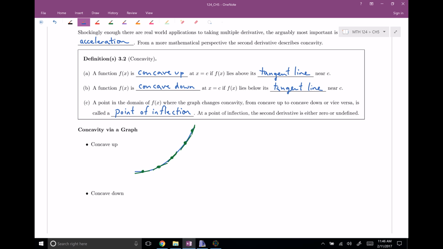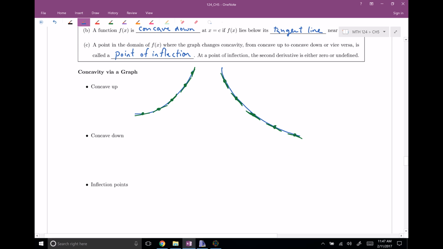Another example, functions that look like this. These are also concave up. If you were to draw its tangent line, you can see it lies below the actual function. The function lies above its tangent line. So this is another example of concave up. So these two pictures right here make concave up.